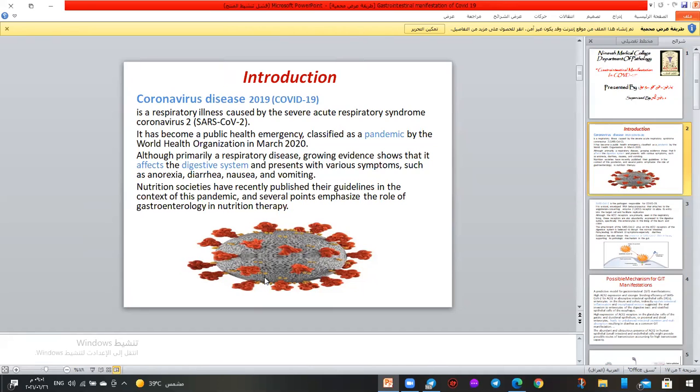Although primary respiratory disease, growing evidence shows that it affects the digestive system and presents with various symptoms. يعني أنه ما بس يأثر على respiratory بل يأثر على digestive، ويسبب عدة مشاكل مثل أنوركسيا، diarrhea, nausea, vomiting. Nutrition societies have recently published their guidelines in the context of the pandemic and several points emphasis يعني أكدت الرول of gastroenterology in nutrition therapy. يعني كل الأبحاث العلمية والغذائية أكدت تأثير كورونا فيروس على العلاجات مثل nutrition therapy.